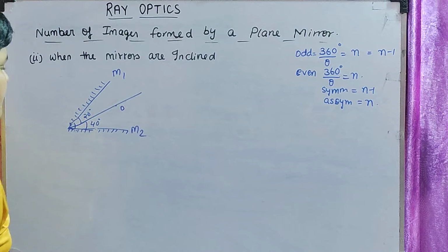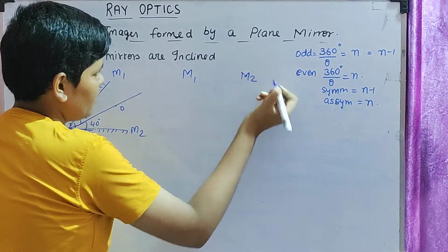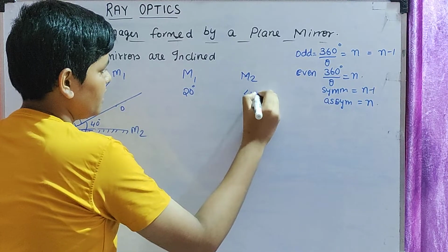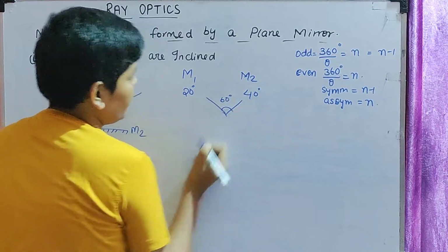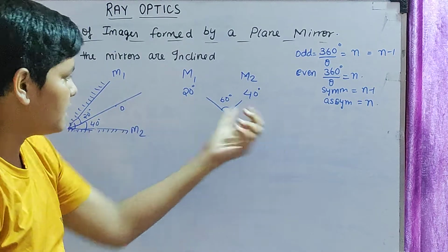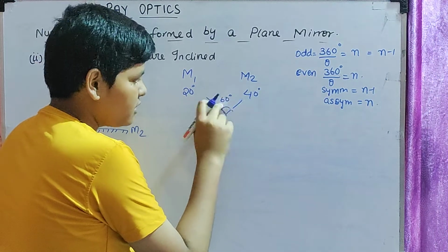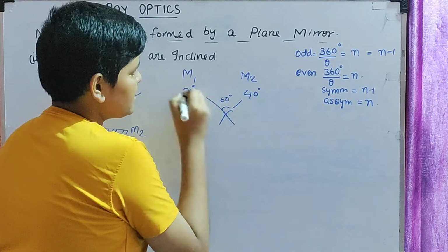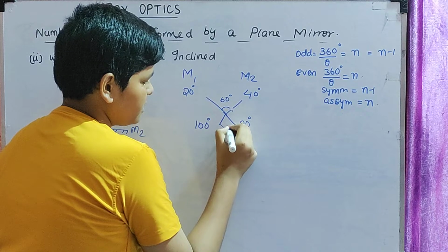How to find the number of images? So we draw M1 over here, M2 over here. What is the angle of M1? 20 degrees. M2, what is the angle? 40 degrees. So what is the sum of these both? The sum is 60 degrees. So what you do is, you put M1's angle and M2's angle, and you do the sum in between. Now we need to add 40 and the total angle. 40 plus 60 is equal to 100 degrees, and 60 plus 20 is equal to 80 degrees, and again their sum is equal to 60 degrees.